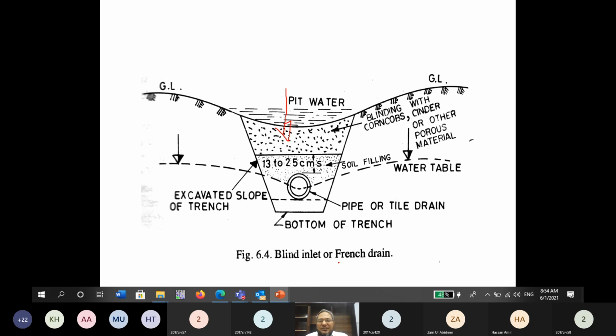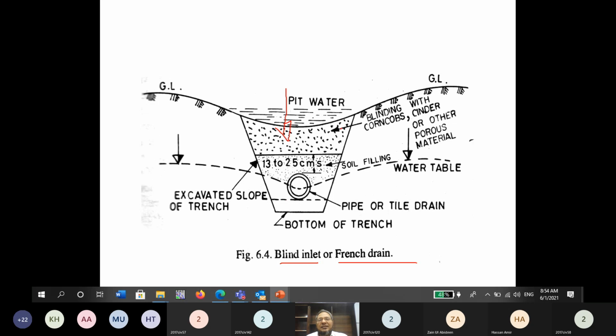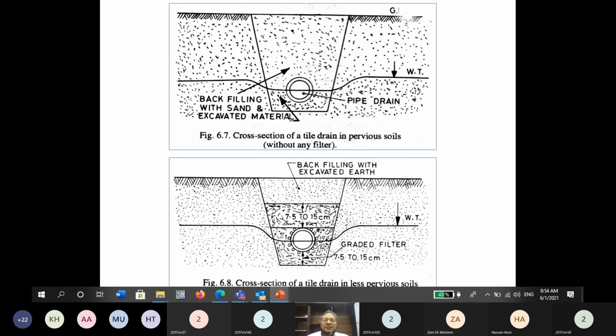this is called as French drain, and this inlet is called as blind inlet. So this was also an inlet, and this is called as surface inlet with pipe, vertical pipe. And this is the blind inlet, just material is provided and the water reaches here. And these are also some inlets like this. This is sand or excavated material, and then the water infiltrates here and then goes in this drain.